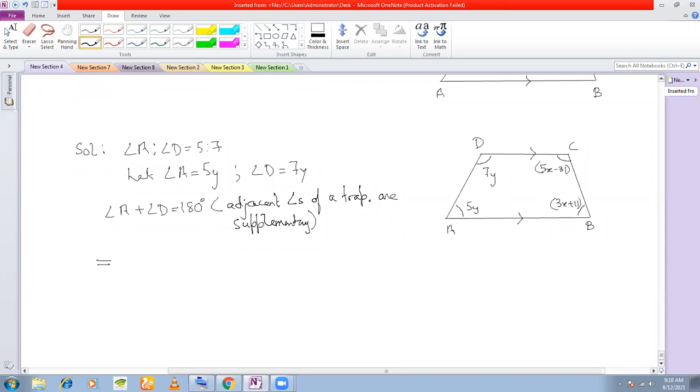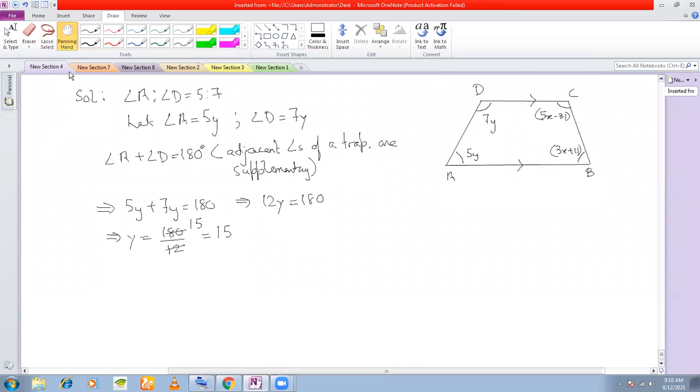Now put the values here. What is angle A we have taken? 5y. Angle D is 7y. So that means you solve this equation. 12y is equal to 180. That means y you get as 180 divided by 12. Okay, you can cancel here. With 12 only you can cancel. 15. So y is equal to 15 you are getting.